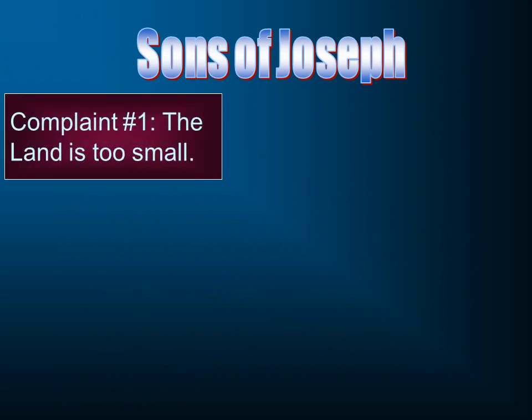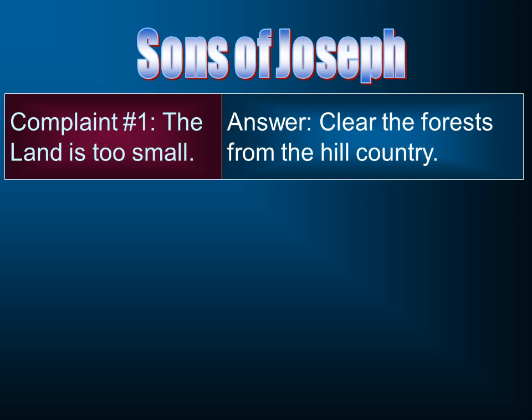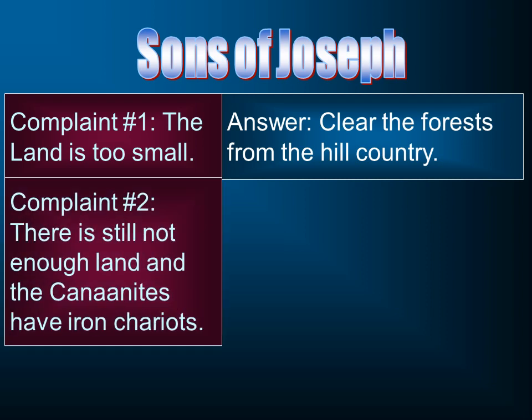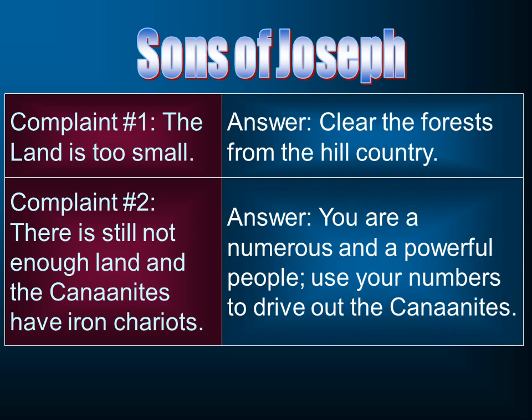So, sons of Joseph, their first complaint, the land is too small. And the answer is, well, go clear the forest, and you'll make the land bigger from the hill country. Complaint number 2, there is still not enough land, and besides, the Canaanites are there, and they're big, and they're mean, and they're nasty, and they have iron chariots. And the answer is, well, there's a lot of you. You're a numerous and powerful people. Use your numbers, drive out the Canaanites.